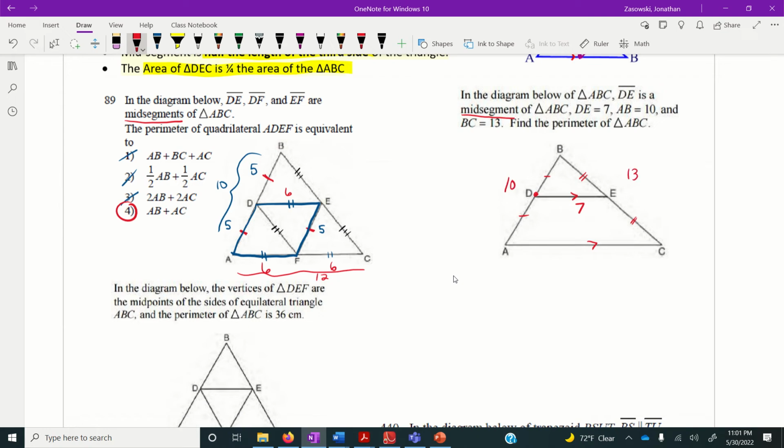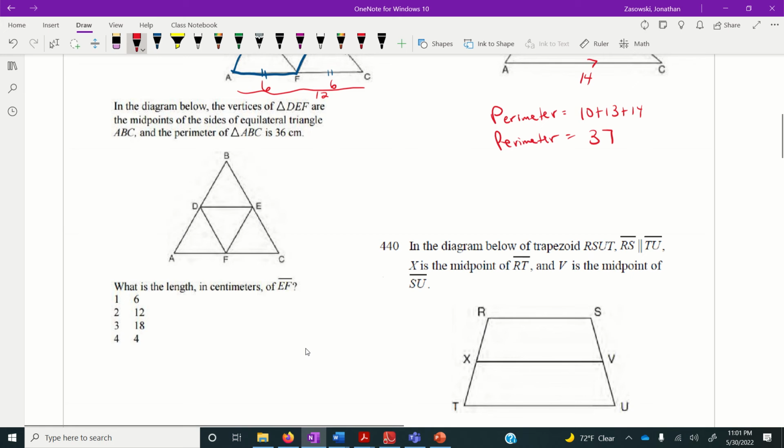Find the perimeter of triangle ABC. Remember, this piece is exactly half of this whole line, so that's going to be 14. And then the perimeter, remember, means add all sides, so it's just 10 plus 13 plus 14, and that's 37. And there's my answer.